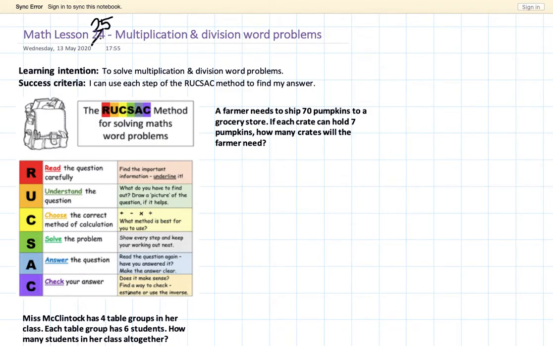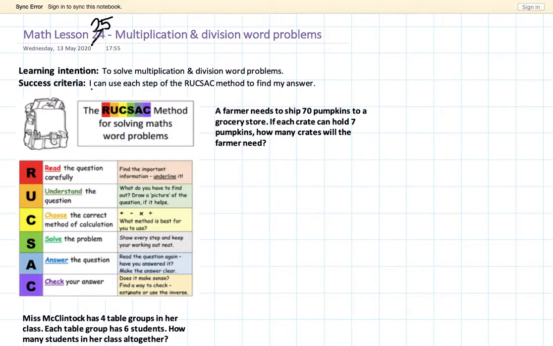I just realised that this isn't math lesson 24, it's actually 25. So I've just crossed that out. During lesson 25 we are going to learn to solve multiplication and division word problems. I know you're already familiar with multiplication and division, and we're going to try to solve these in word problems this time. That's our learning intention for today.